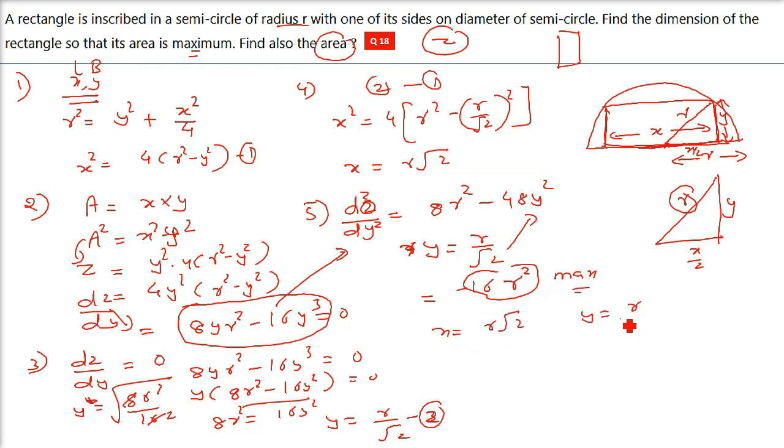So x is r root 2, y is r by root 2, and the sixth step and the final step is to find out the area. What is the area? Area is x into y. Multiply them, you can see visually root 2 gets cancelled. It's simply r into r, which is r square. So area of this shape, which is rectangle, is r square.